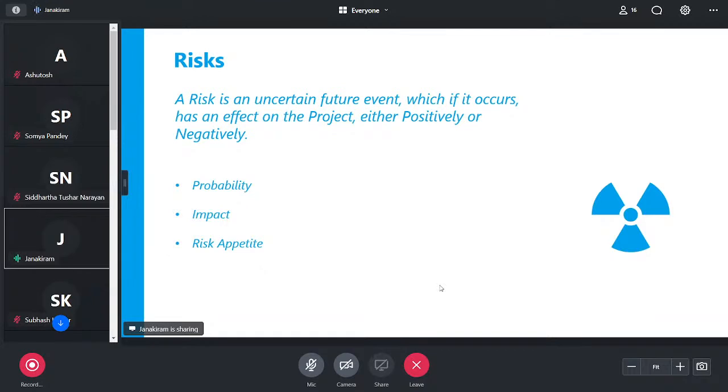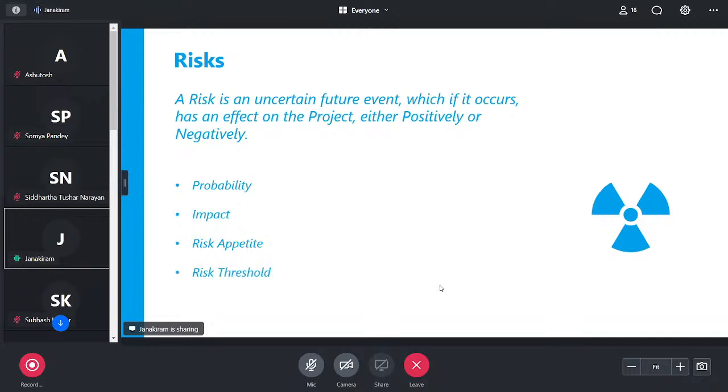Something called a risk appetite, right? Sometimes, by nature, some organizations are willing to take risks, right? Because experimentation can bring drastic changes and drastic benefits to an organization, but it has drastic risks as well. So some organizations are willing to take risks, and the amount of risk that they are willing to take or agree to is called risk appetite.